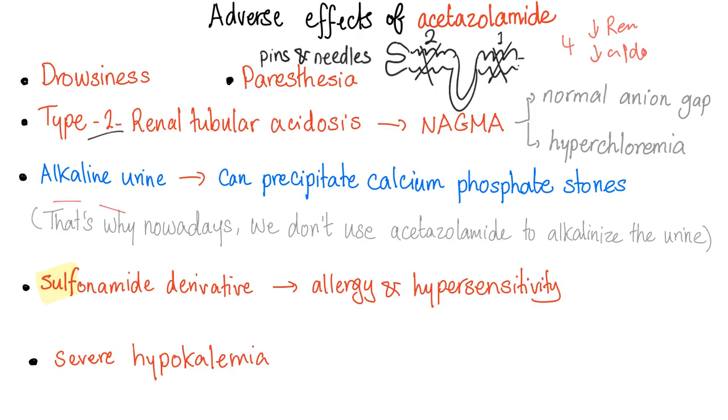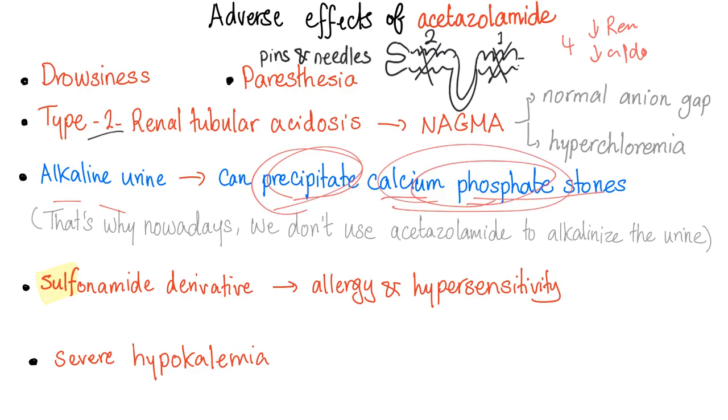Alkaline urine. Therefore, it can precipitate calcium phosphate stones because these calcium phosphate stones love to precipitate in an alkaline medium caused by the great acetazolamide. Acetazolamide makes your blood acidic and your urine alkaline. That's why nowadays we don't use acetazolamide to alkalinize the urine. Has nothing to do with the big pharmaceutical corporations. What do we use now? Sodium bicarbonate, the good old sodium bicarb.